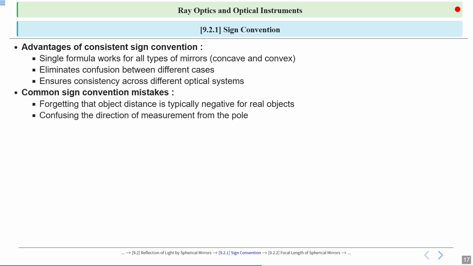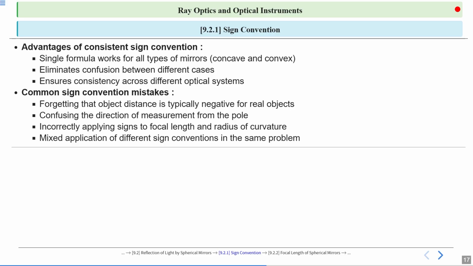Second, confusing the direction of measurement from the pole. We are measuring everything from the pole. You cannot measure the distance of the image from the image to the pole. You have to measure the distance of the image from the pole to the image. Third, incorrectly applying signs to focal length and radius of curvature. We are going to see what the signs of focal length and radius of curvature are for the two types of mirrors, convex and concave.